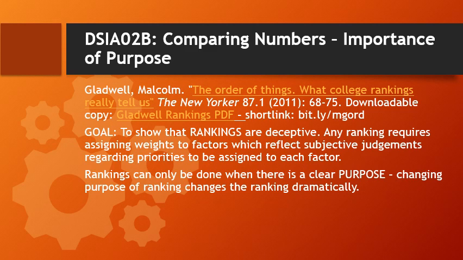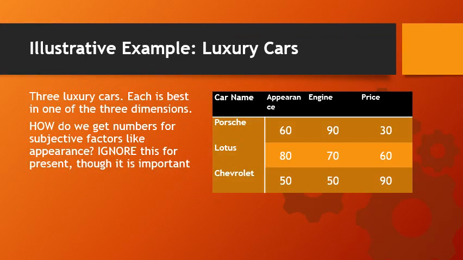The values come from purpose, and this connection is not clear and not obvious, and it is not made by the people who are doing the rankings, so they do not know of the subjectivity involved in ranking. So like Gladwell, we start with the illustrative examples of luxury cars. So let's say that there are 3 luxury cars which we are looking at. These are Porsche, Lotus and Chevrolet, and there are 3 dimensions on which we are going to rank them.